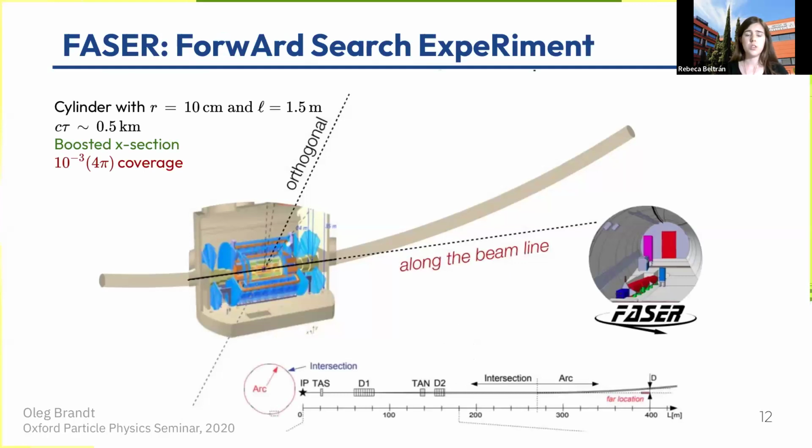First is FASER, which is located in a service tunnel about 400 meters from the ATLAS interaction point. It searches for neutral particles traveling along the beam line, and it is sensitive to decay lengths of up to half a kilometer. The main disadvantage is that it has a very small solid angle coverage, although it benefits from the boosted cross sections at the LHC. The good news is that FASER was approved, it was built, and now it's already taking data in this Run 3.